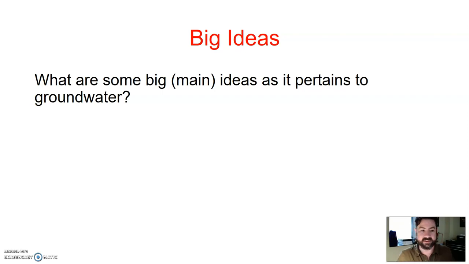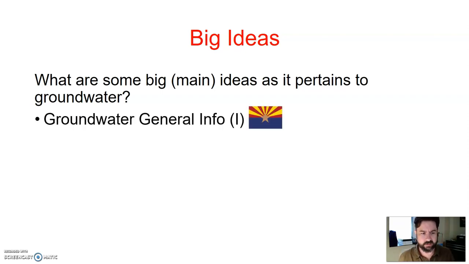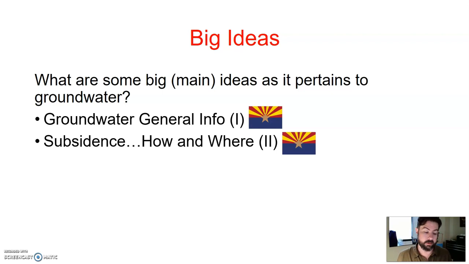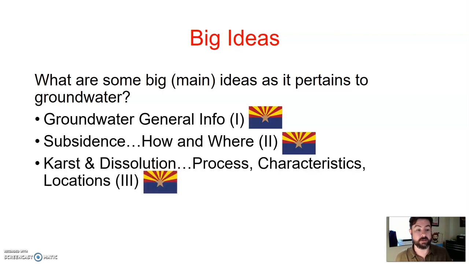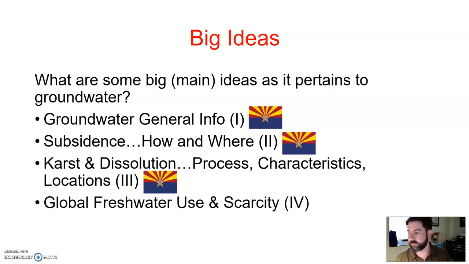As far as what are the big or main ideas as it pertains to groundwater: some of that groundwater general information, what it is, where it's located, how we utilize it in Arizona, etc. Subsidence, how and where, especially in Arizona. Karst, topography, dissolution, that process, the characteristics, some of those formations, locations around the U.S. and Arizona, Karstner Caverns we talked about. And then global freshwater use and scarcity. Remember back to that chart that shows global water use, stuff like that, scarcity. And remember, move out of Arizona.